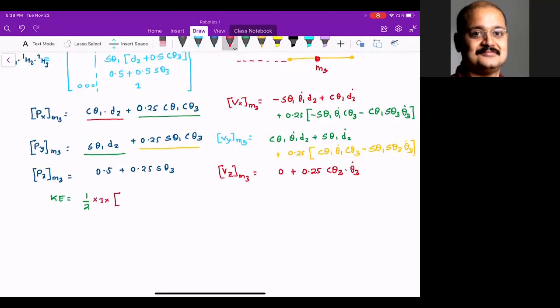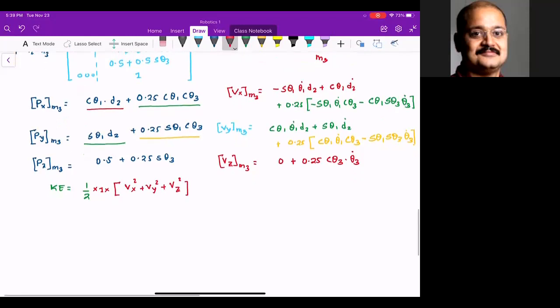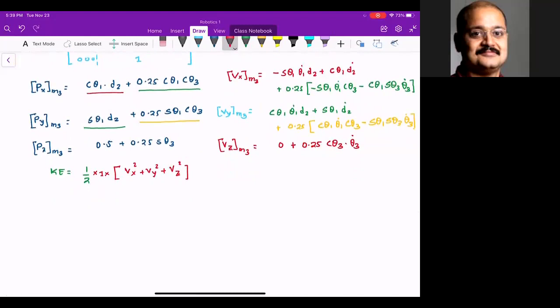I will just code this in MATLAB. So Vx square plus Vy square plus Vz square. Actually, I will show how to code in MATLAB, but once again, I'm not going to upload that code onto Canvas. This is recorded, so yeah, I recorded. Maybe I'll stop recording.